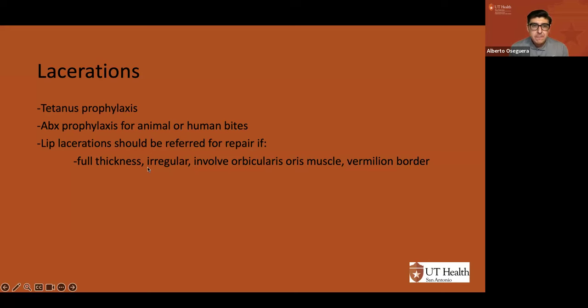For anything involving the lip, those usually will require referral to a more specialized ENT or plastics. Especially full thickness tears of the lip, if they're irregularly shaped or they involve the actual muscle or the vermilion border, those just require a lot more skill in repairing, more for cosmetic deformities. And especially if it involves the muscle and it's not sutured appropriately, that can lead to long-term issues with chewing and definitely leave a cosmetic deformity with smiling that sometimes we take for granted. So if that's the case, it'll be important to get those patients referred to the appropriate subspecialist.